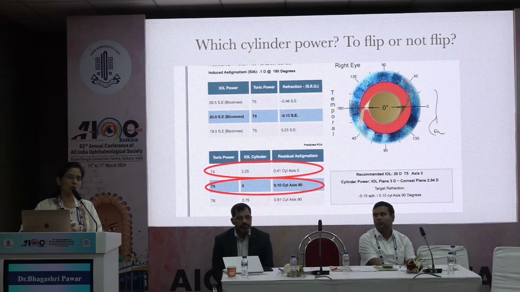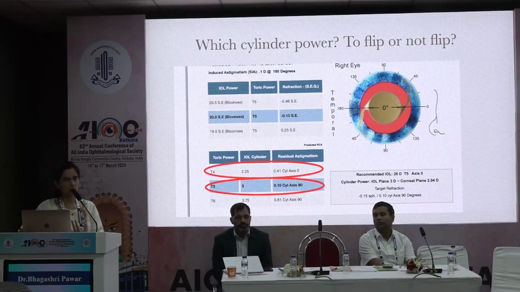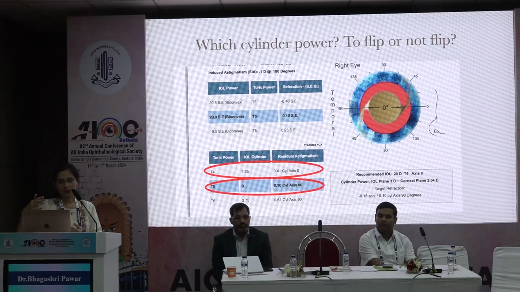So there are two advantages of keeping the patient minimally with the rule. One, it gives a slight depth of vision to the patient, and two, there is a continuous shift with age towards the against the rule side on the cornea, and this shift is taken care of by the residual with the rule.